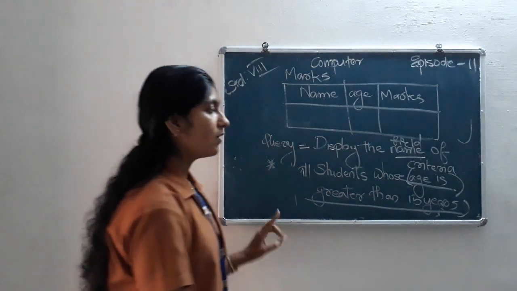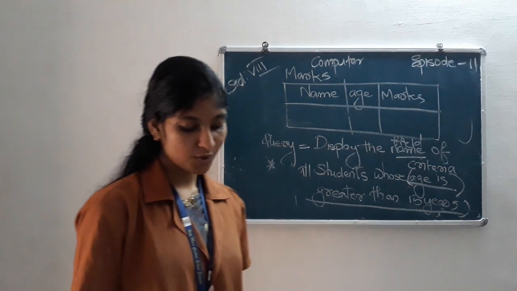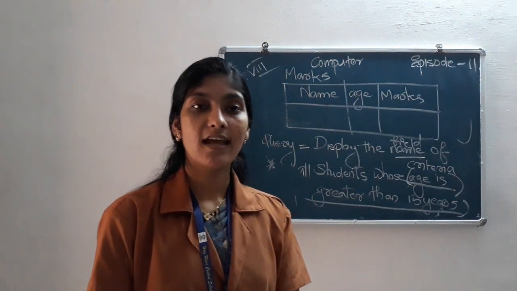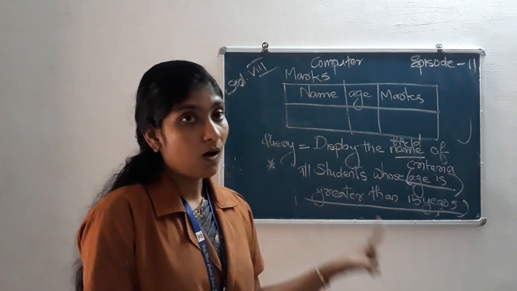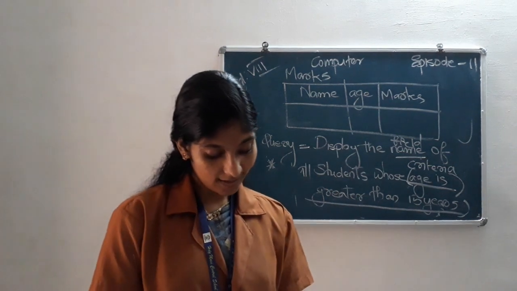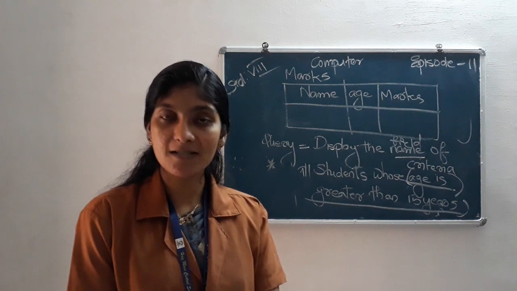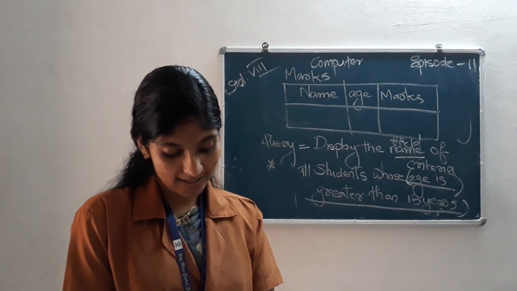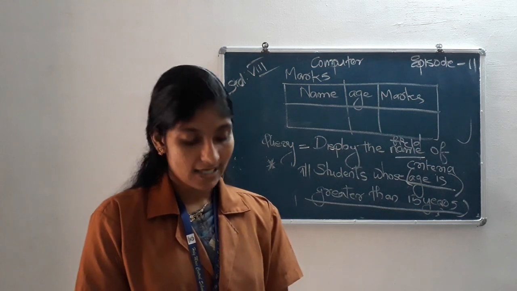So now we have to add the criteria to the table. How to add? Just click on it and then you can add the criteria on the table. Look at picture 40. Here the criteria is mark is greater than 18. So just click on the mark field and put the criteria on it.